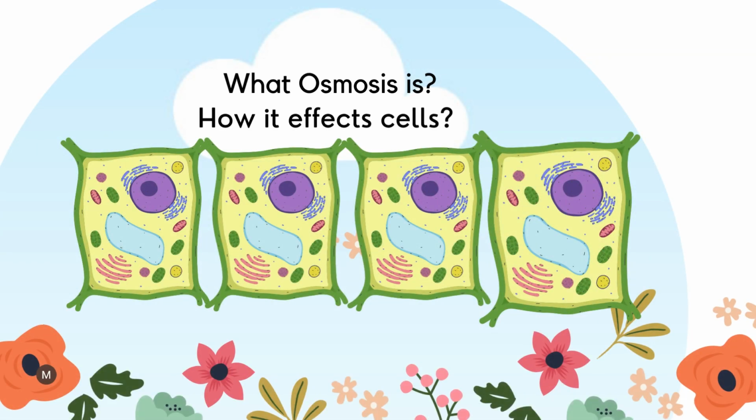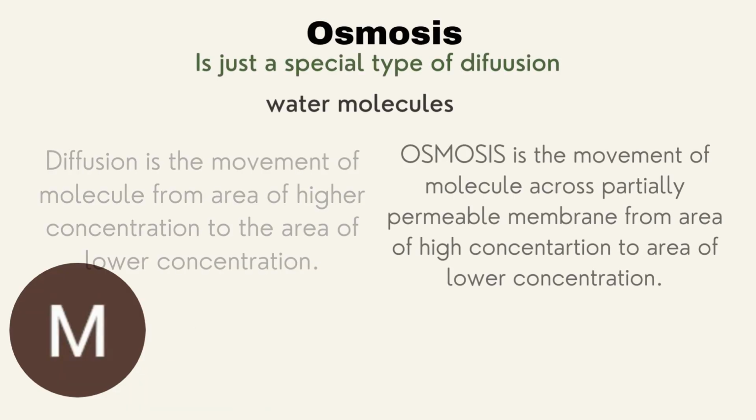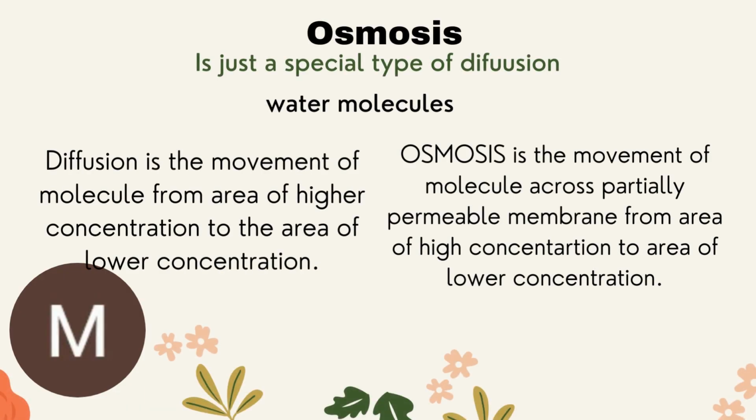In today's episode, let us explore osmosis and understand how it works and how it affects the cell and its functioning. So, to put it in simple words, osmosis is a special type of diffusion. Before going into depth, let us understand that it is particularly related to water molecules.